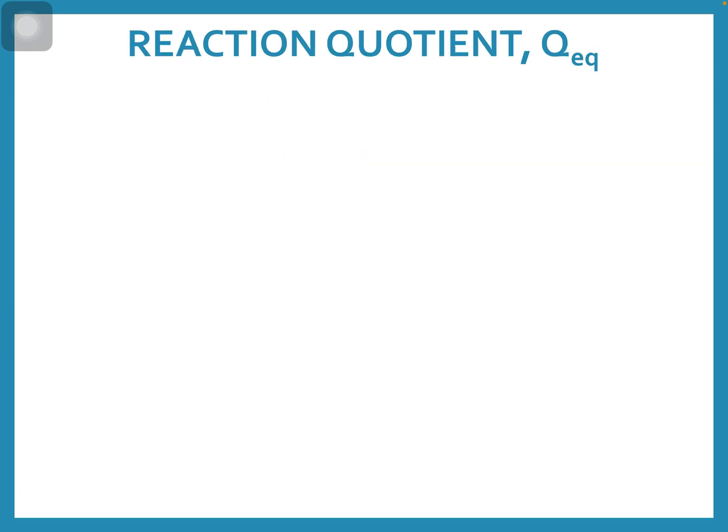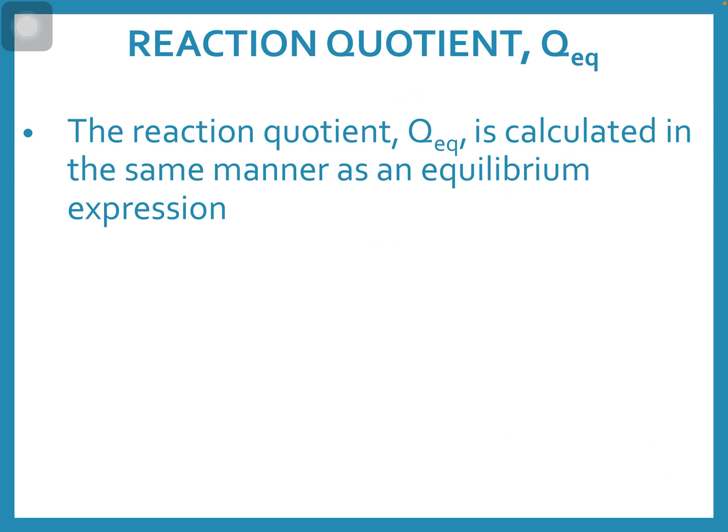So we're going to use the reaction quotient, which is Q. Up until now we used the equilibrium constant K, EQ. And now we're going to look at what is called the reaction quotient, QEQ. Then we are going to compare that to the equilibrium constant KEQ, and use that to determine whether the reaction is going to move in the forward direction or the reverse direction to reach equilibrium.